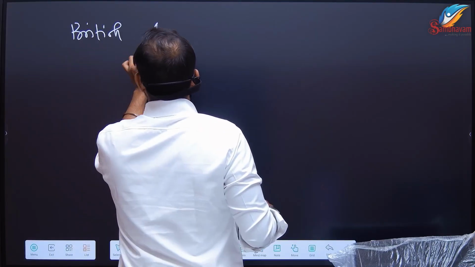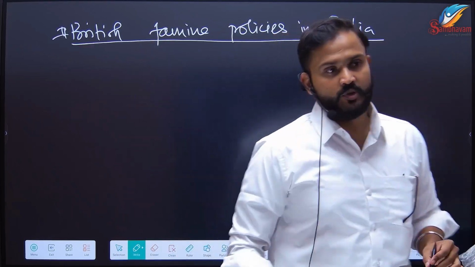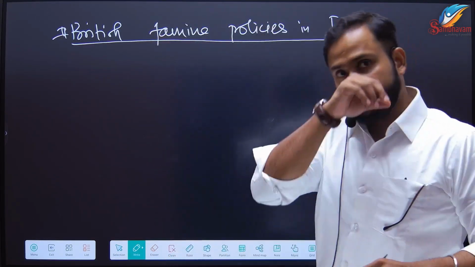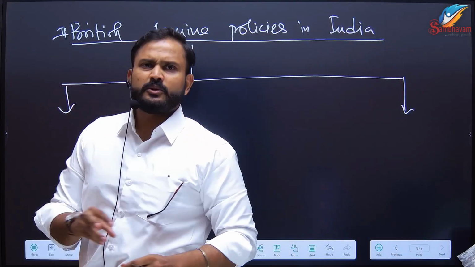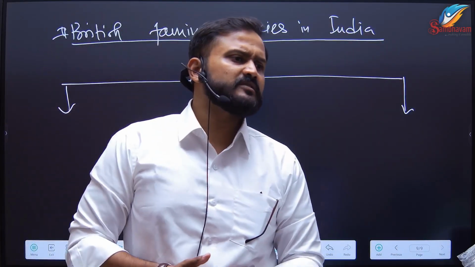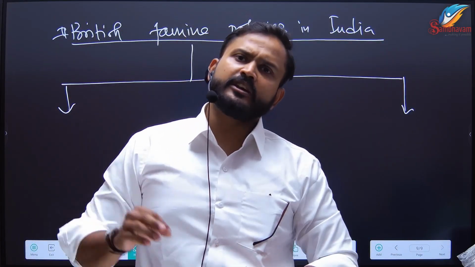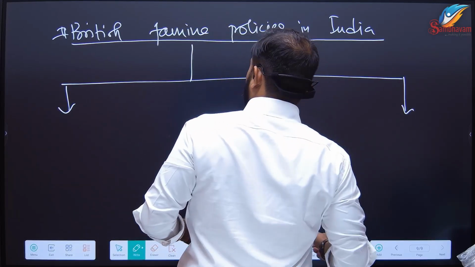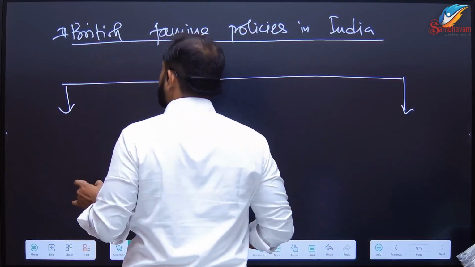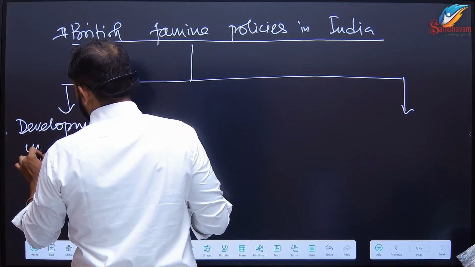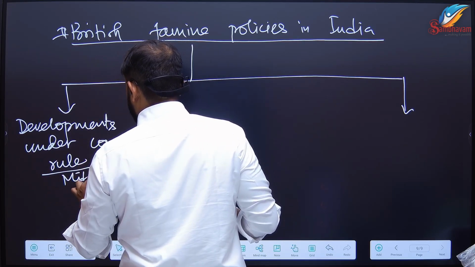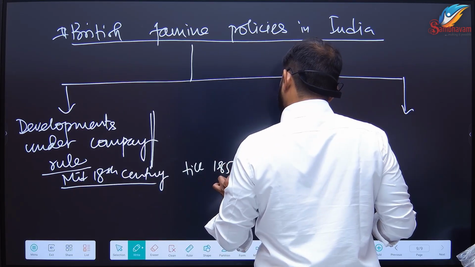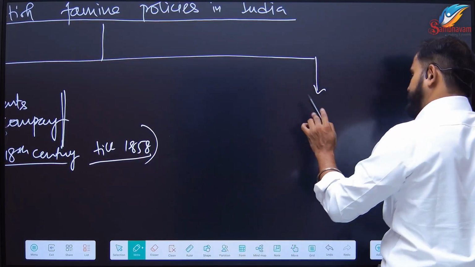The British famine policies in India. This can be categorized into two parts. I will briefly explain. The chances of a question being asked are rather less likely. One is developments under company rule, that is mid 18th century till 1858. Here, the diagram will suffice. Even if there is a question, you will be able to answer.